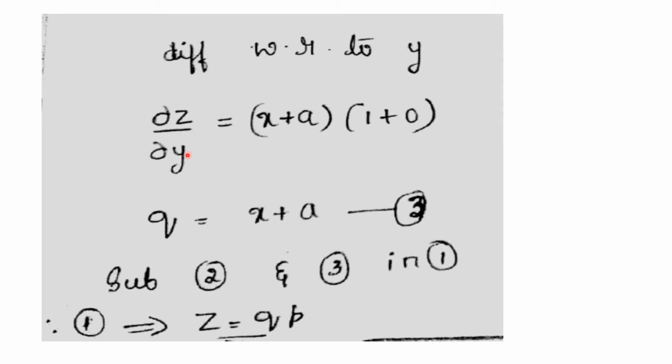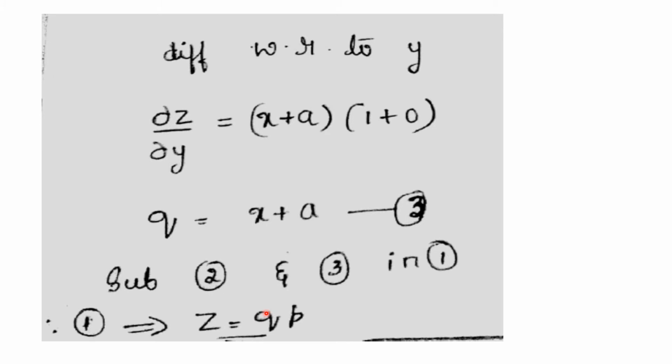What is dou z by dou y? We denote dou z by dou y as q. Therefore, you get equation 3 as q = x + a. We know equation 2 and equation 3 now, so we need to substitute them in equation 1. Equation 1 is z = (x + a)(y + b). Replace x + a with q, and y + b with p. So you get z = pq. This is my final answer, where I have eliminated the arbitrary constants a and b.